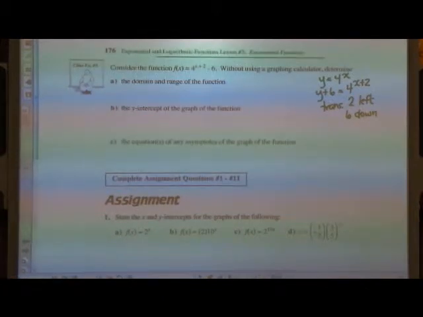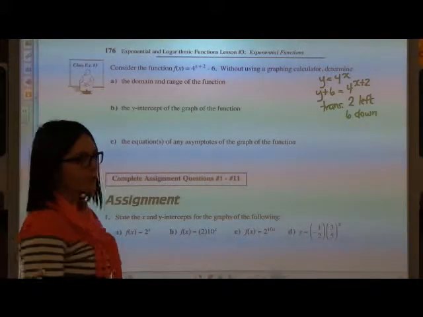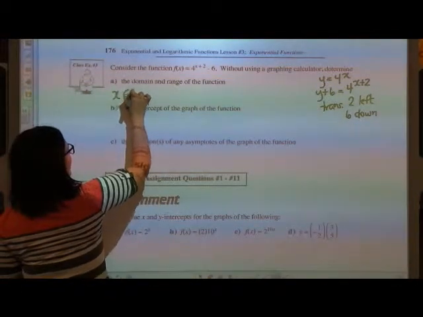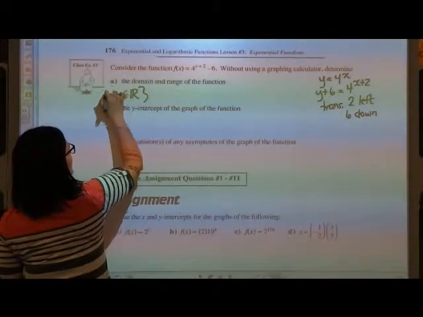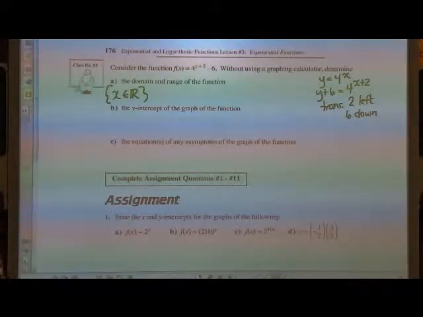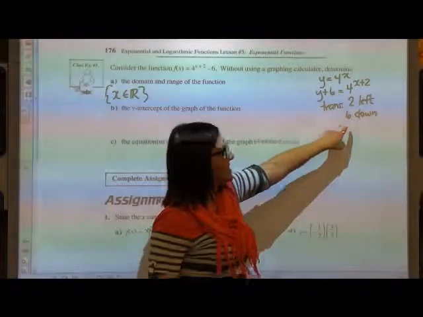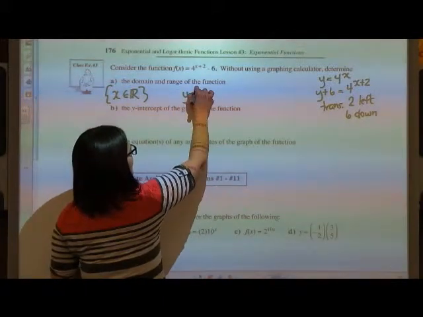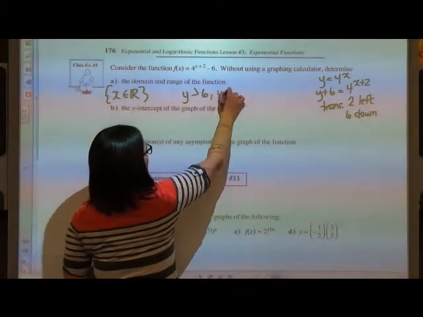So the domain. The domain of an exponential function is the element of the real number system. That's not going to change if I move the whole thing 2 units to the left. So the domain is still going to be that x is an element of the real numbers. The range of my function. An exponential function has a range greater than 0. But I moved this thing 6 units down. So my range now is going to be greater than 6.